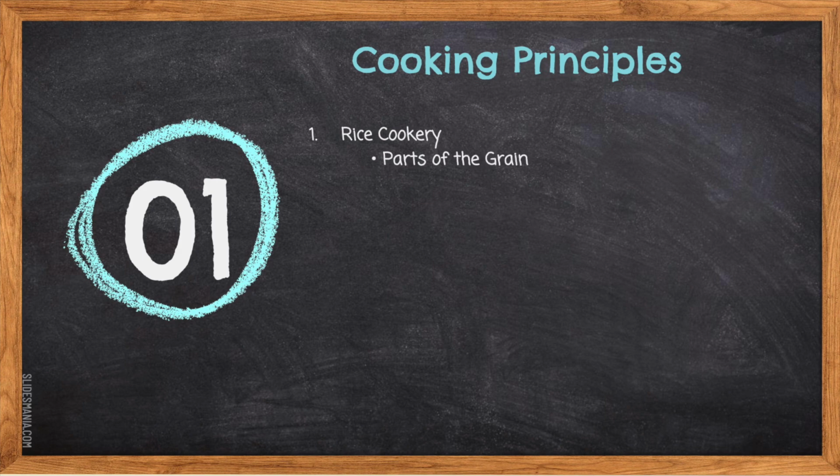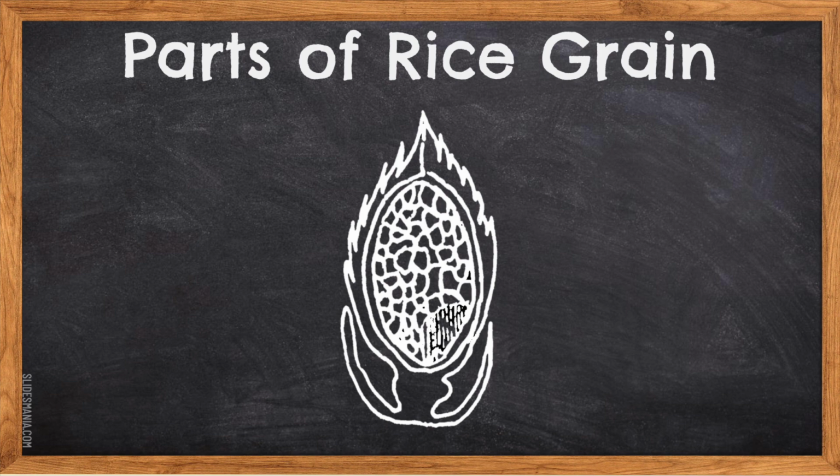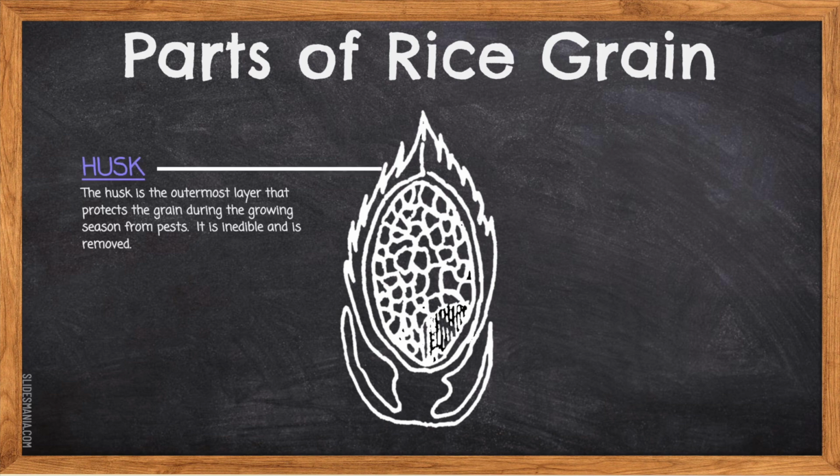Parts of the grain. There are 4 parts of the rice grain. Husk. The husk is the outermost layer that protects the grain during the growing season from pests. It is inedible and it is removed.